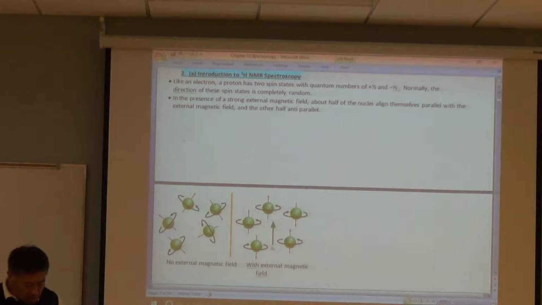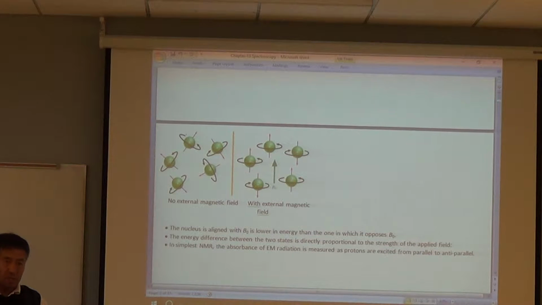A little more than half line up parallel to the magnetic field, and a little less than half line up anti-parallel to the magnetic field. So there is a little difference in energy between the protons that line up with B0 and those that are anti-parallel.